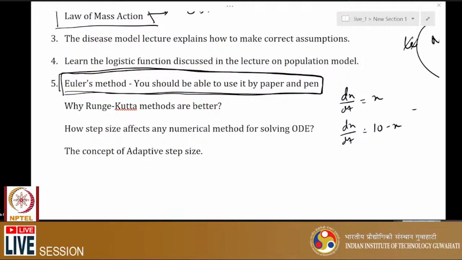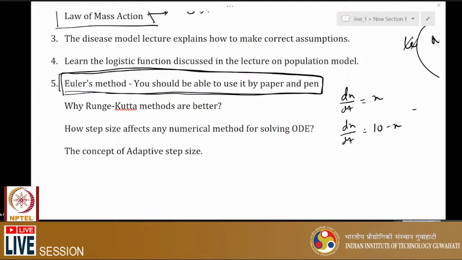Remember, Euler's method is 300 years old. But even now, people use Euler's method, particularly if you are doing very large-scale simulation for ODE-based models. Although it has error, when you do it by paper and pen, you yourself will realize where the error can come from, the problems that we have discussed in lectures. But at the same time, you will realize the strength of it also. So please practice it by paper and pen.